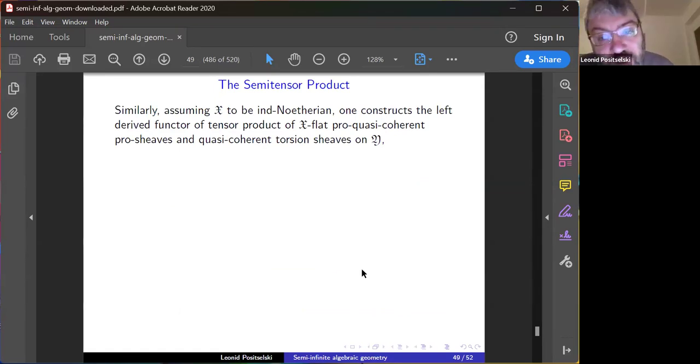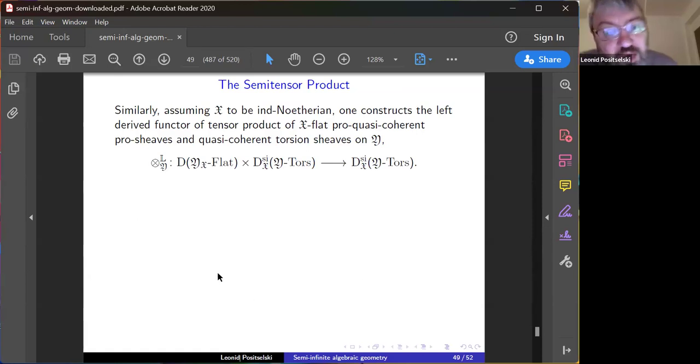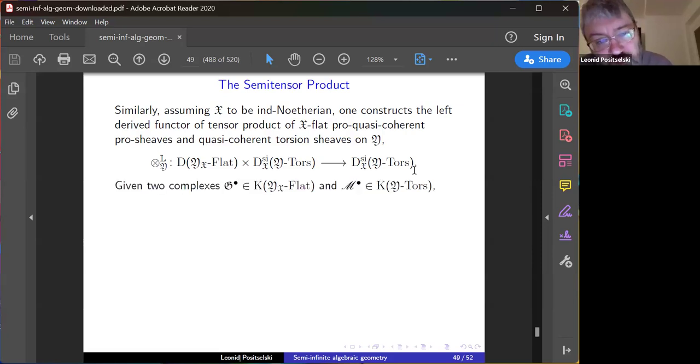Similarly, assuming X to be ind-Noetherian, one constructs the left derived functor of tensor product of X-flat pro-quasi-coherent pro-sheaves and quasi-coherent torsion sheaves on Y. So here I have Y in the subindex. So to a complex of X-flat pro-quasi-coherent pro-sheaves and an object of the semi-derived category of quasi-coherent torsion sheaves, an object of the semi-derived category of quasi-coherent torsion sheaves is assigned.